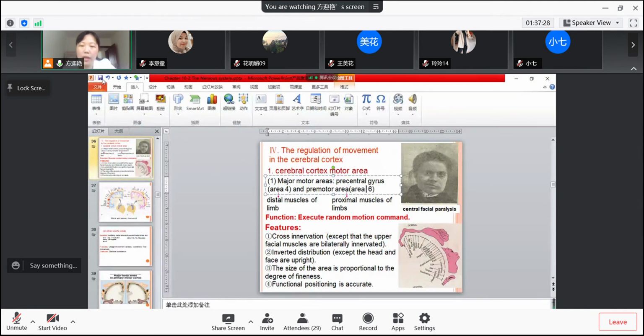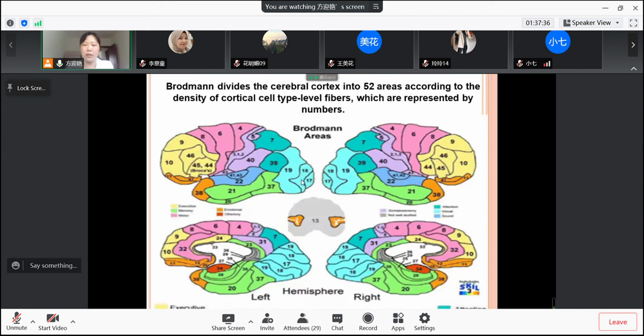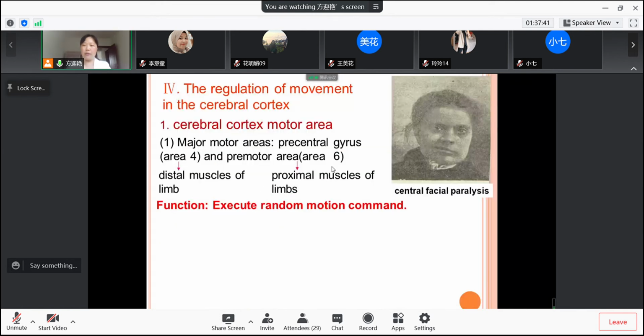You should know that the bottom map is also the cerebral map. Then we studied that the brainstem also takes part in the regulation of movement, but there is also a higher-level center, majorly the cerebral cortex. The cerebral cortex, we talked about, can be classified into 52 areas, and it also regulates movement.